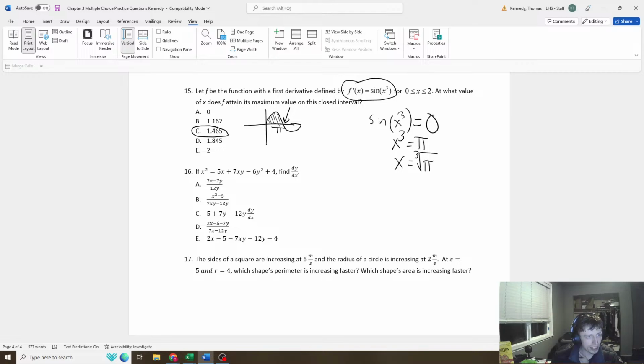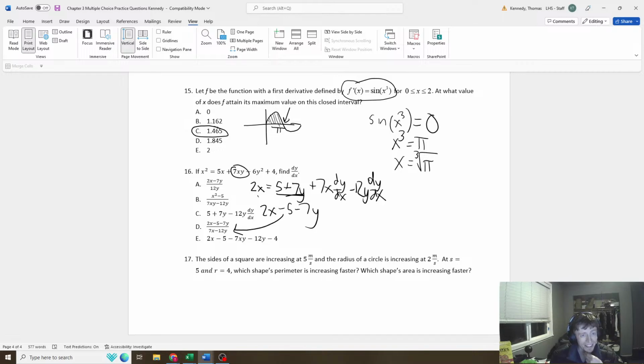All right, 16. If I take the derivative of this thing, I get 2x equals 5 plus, darn it, I have to do a little bit of product rule. 7y plus 7x y dx minus 12y y dx. Yep, that's the derivative. So we have to move the stuff on the right side over to the other side, and we already know the answer. If you got this far, check it out. We have that right here. So we're kind of done with that question.